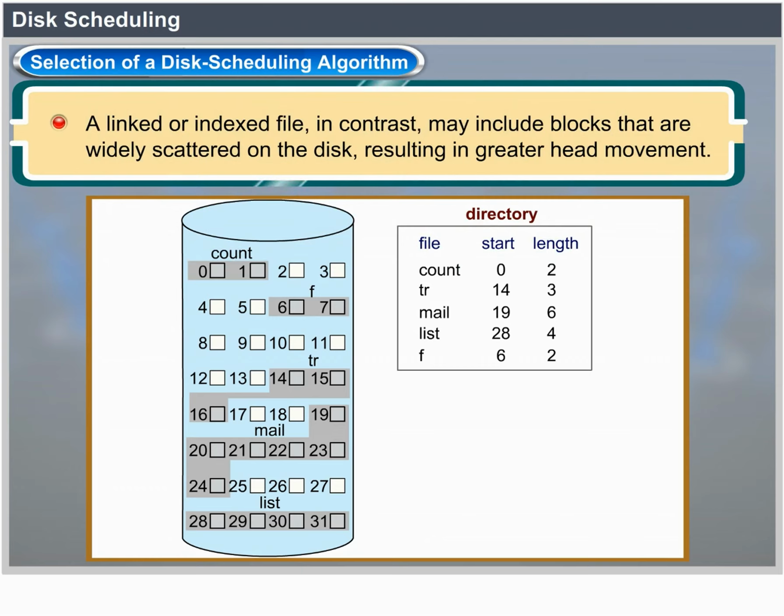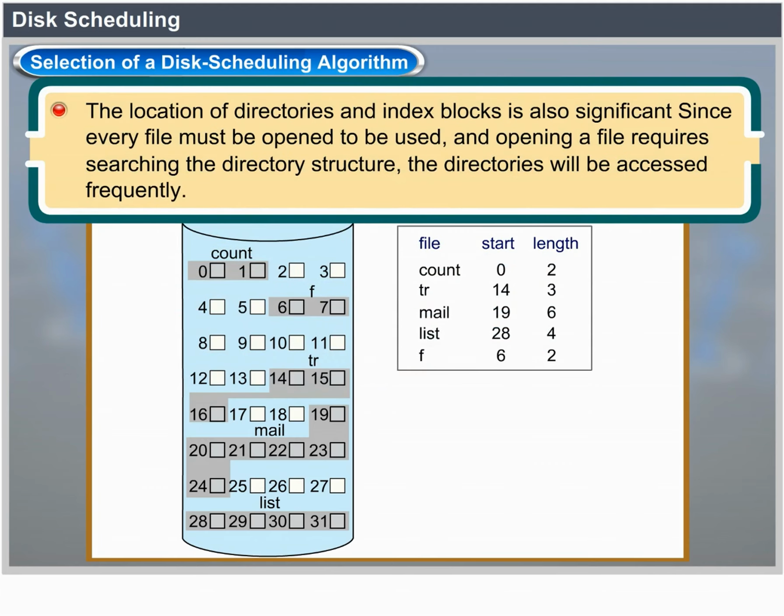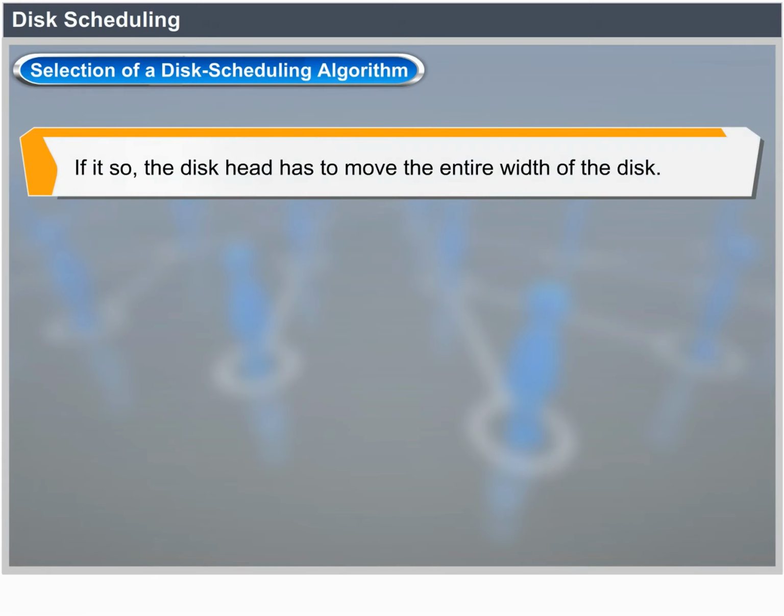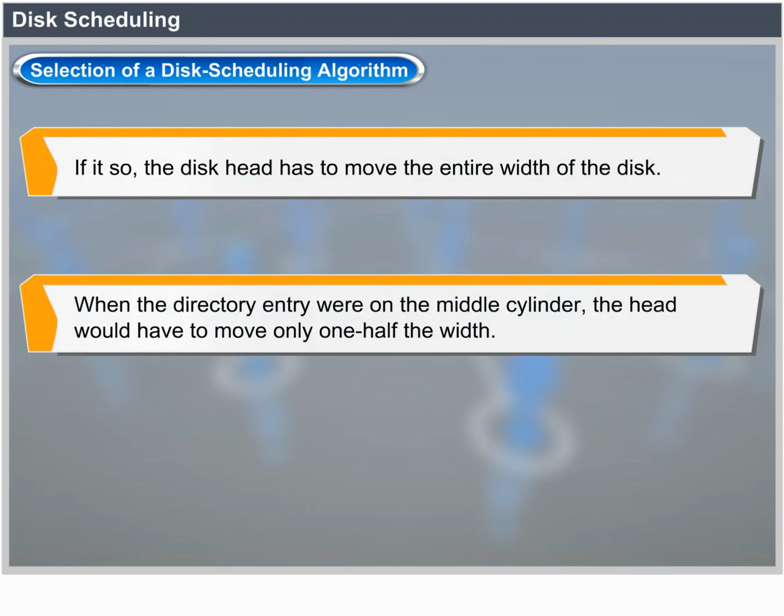The location of directories and index blocks is also important. Since every file must be opened to be used, and opening a file requires searching the directory structure, the directories will be accessed frequently. Suppose that a directory entry is on the first cylinder and a file's data are on the final cylinder. In this case, the disk head has to move the entire width of the disk. If the directory entry were on the middle cylinder, the head would have to move only one-half the width.